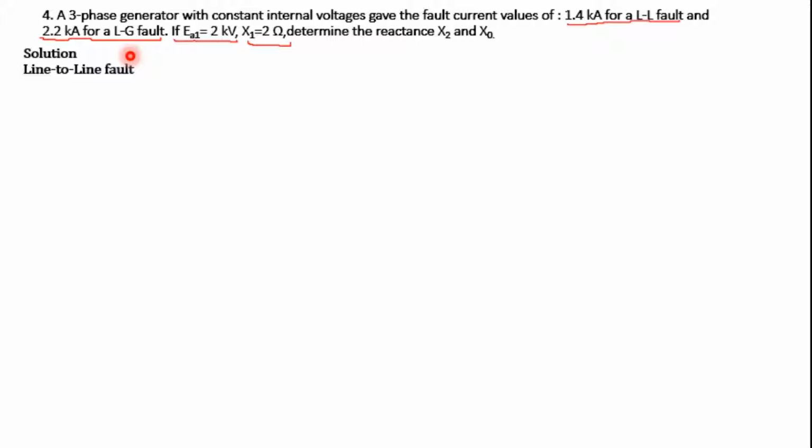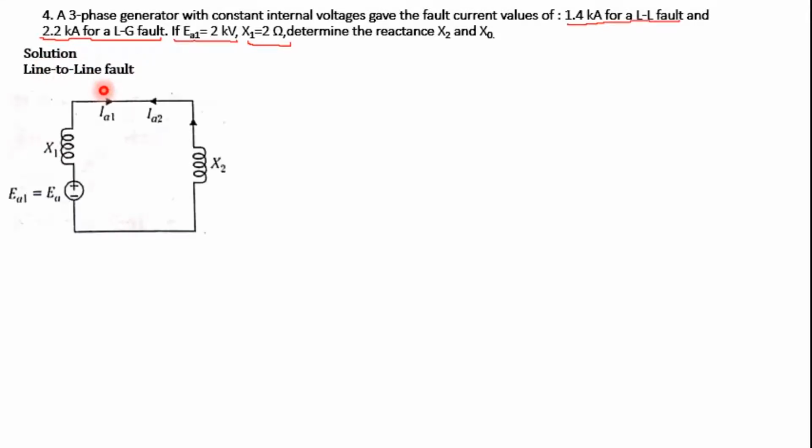So what are the parameters we know? We know fewer parameters here, so those parameters we need to calculate first, then move further. That's why we are considering this line to line fault. We know that the interconnected sequence network diagram for line to line fault is connected in parallel. So what is the IA1? IA1 is equal to source EMF divided by total reactance.